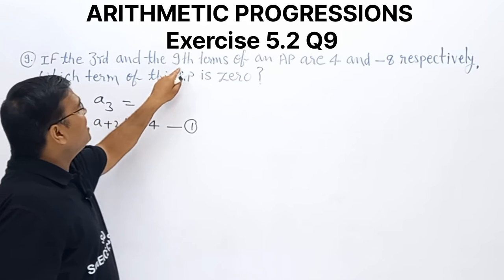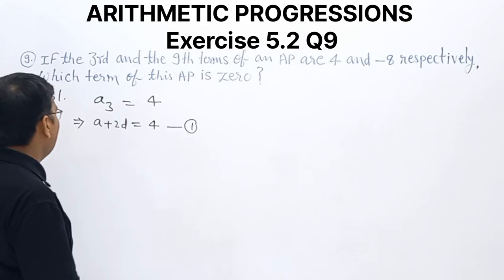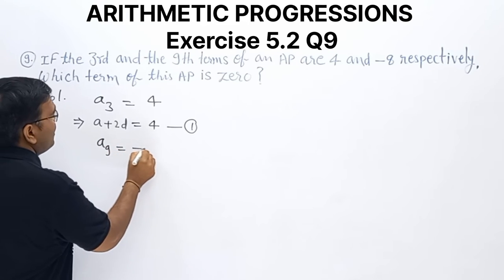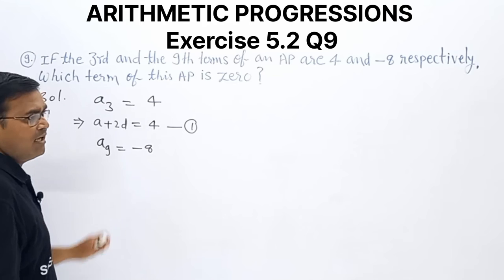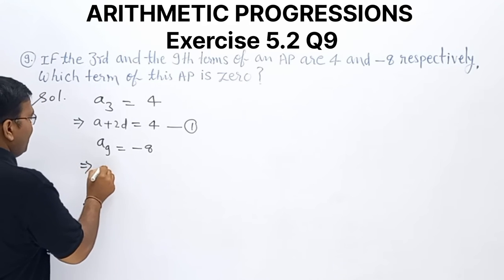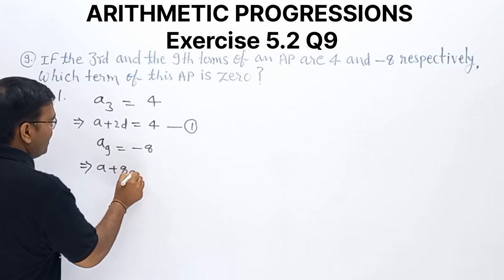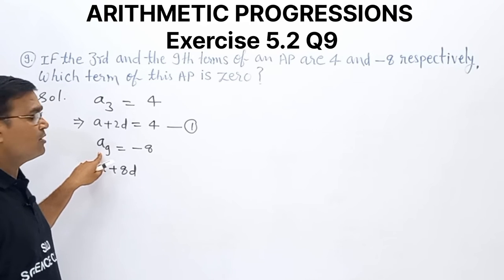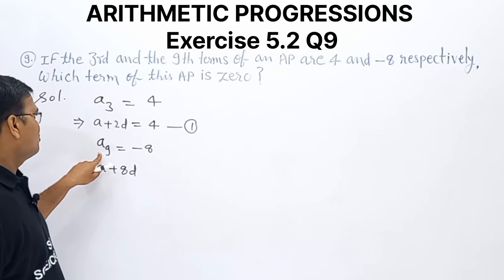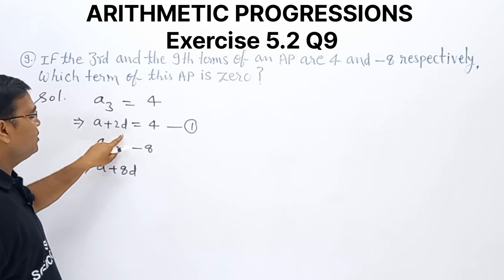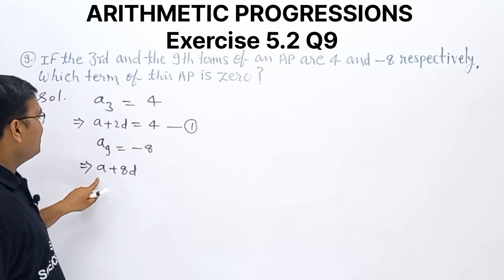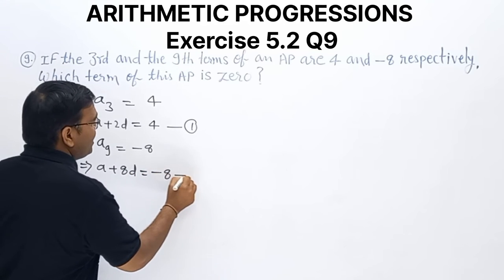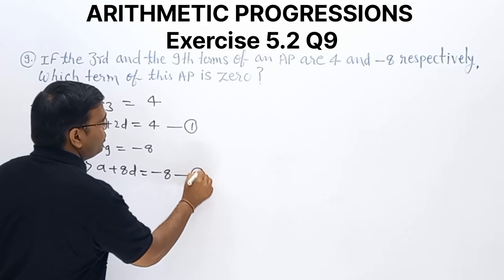Another thing, the ninth term is minus 8. So a9 equals minus 8. A9 can be written as a plus 8d. We know well the general form of the AP. So a3 means a plus 2d, and a9 means a plus 8d equals minus 8. I am taking this as equation number 2.